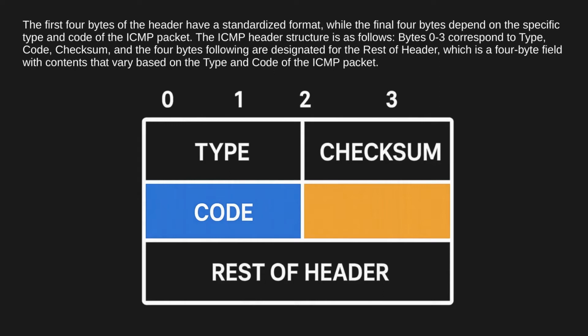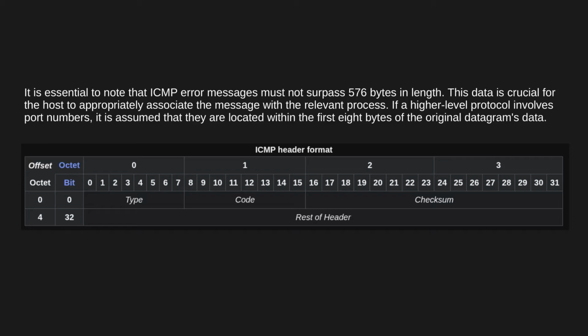The ICMP header structure is as follows. Bytes 0 to 3 correspond to type, code, and checksum, and the 4 bytes following are designated for the rest of header, which is a 4-byte field with contents that vary based on the type and code of the ICMP packet. It is essential to note that ICMP error messages must not surpass 576 bytes in length. This data is crucial for the host to appropriately associate the message with the relevant process.